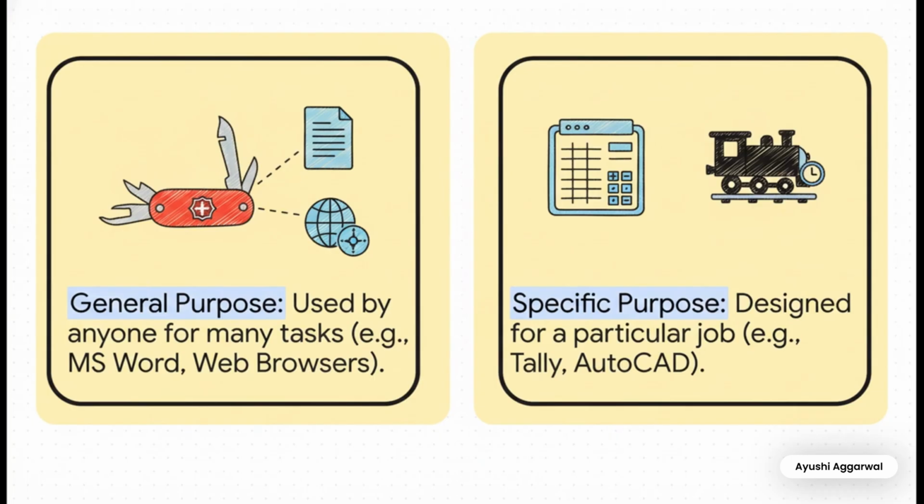And within this category, there are two types that you often see in exams. First is general-purpose software, things like MS Word or Google Chrome, which pretty much anyone can use for lots of different tasks. The second is specific-purpose software, like Tally, which is just for accounting, or a railway reservation system. Understanding the difference between these two is key.